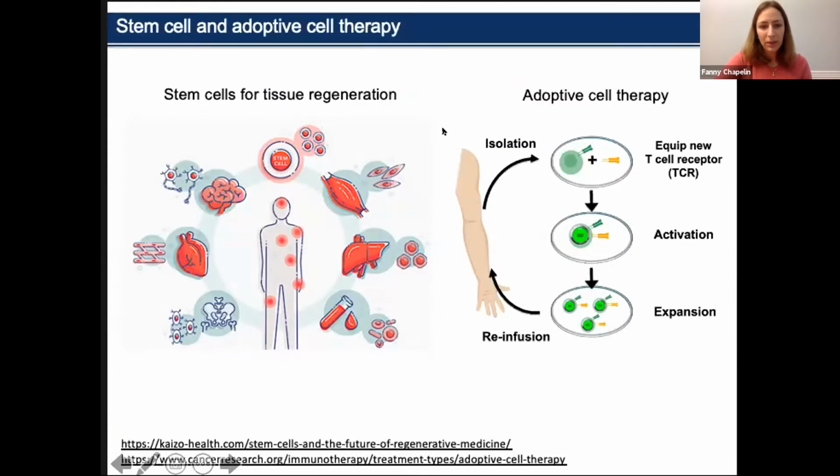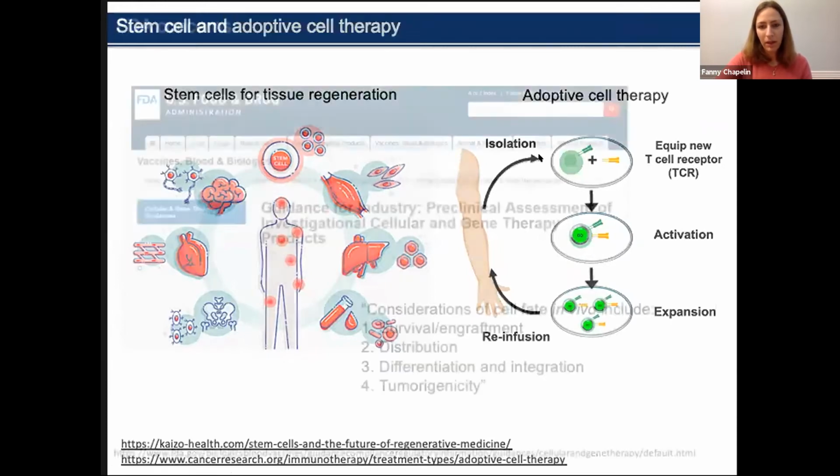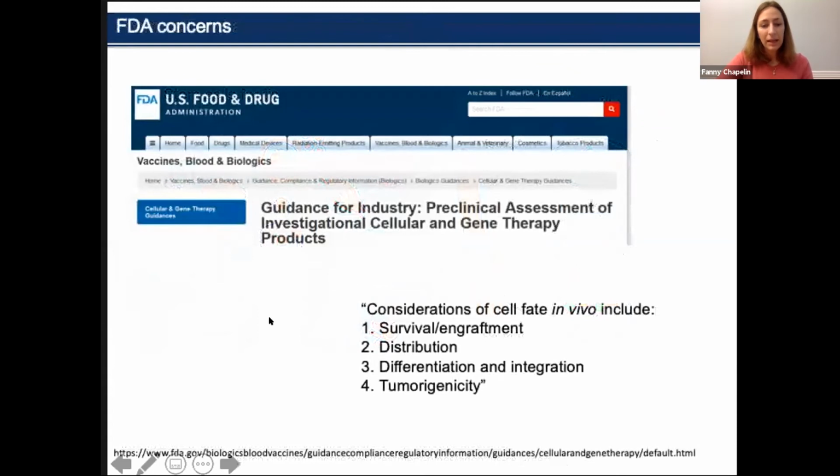So when considering using all those live cells in patients, there are definitely some concerns. And this is also a concern of the FDA. The FDA actually recommends for scientists and clinicians to incorporate means to determine cell fate when using live cells in patients. And this is to better determine the survival, engraftment, distribution, possible differentiation of those cells, and tumorigenicity.